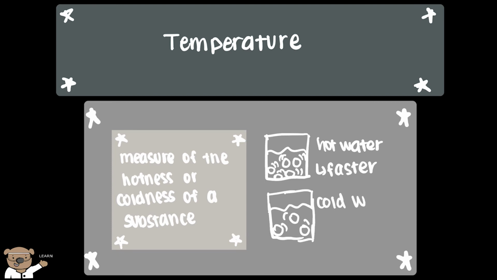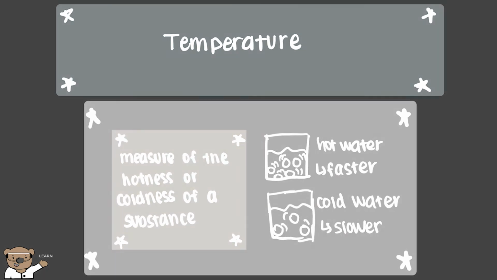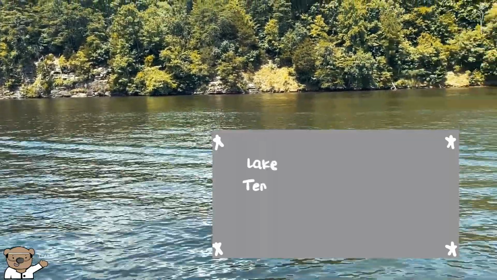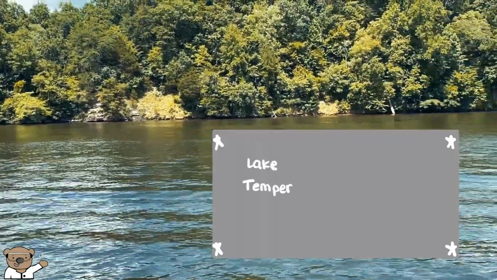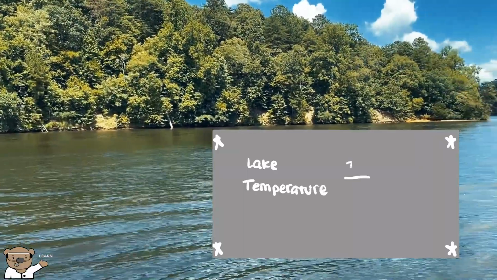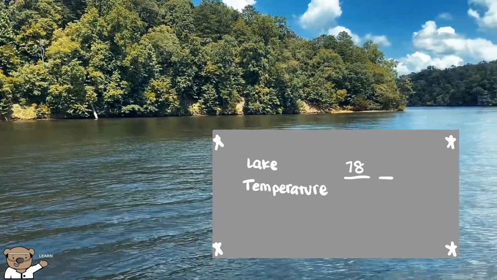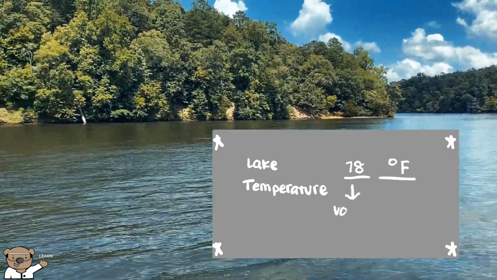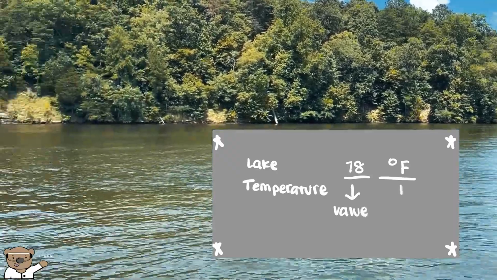So, imagine the lake. It's made up of millions of tiny little water particles. So, if I were to take a thermometer to measure the temperature today, the lake temperature would be roughly around 78 degrees Fahrenheit. 78 being the value, and degrees Fahrenheit being the unit.